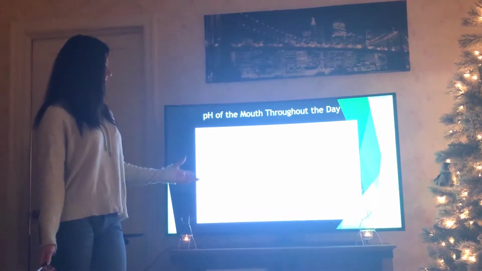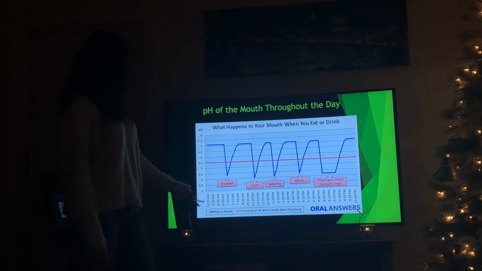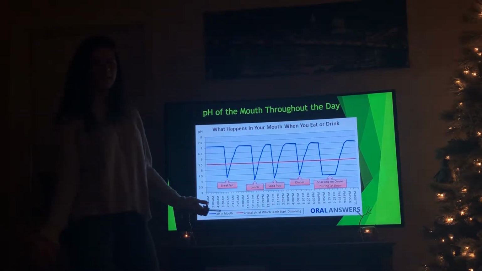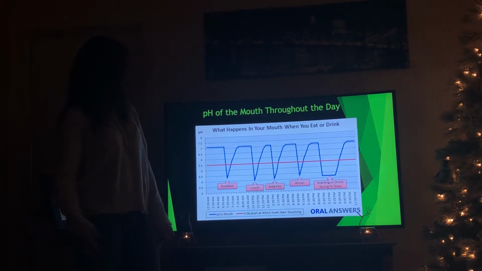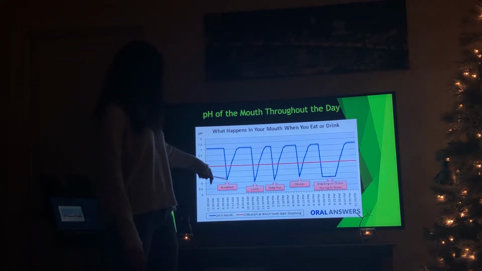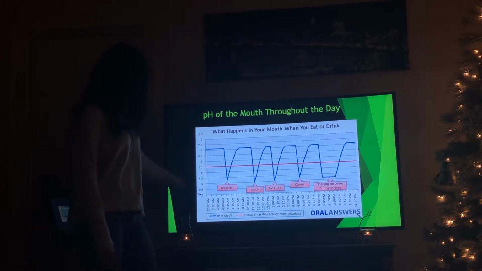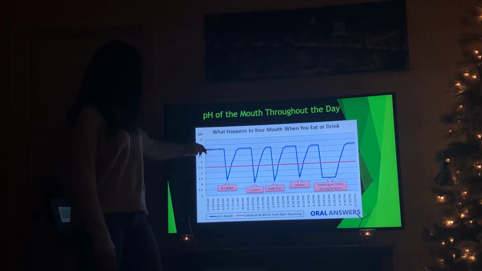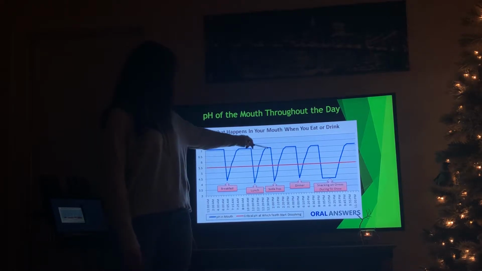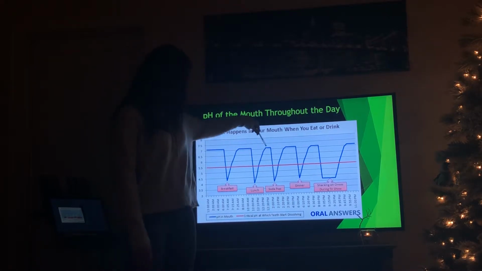And this is just a scale of breakfast, lunch, dinner, and usually a lot of people like to just drink soda or a snack in the middle of the day. If you can see, at breakfast the pH goes down, and this is the more acidic side, and this is the more basic side. But it goes down at breakfast, comes back up, plateaus, goes back down at lunch, comes back up, and if you drink a soda, it plummets right down.